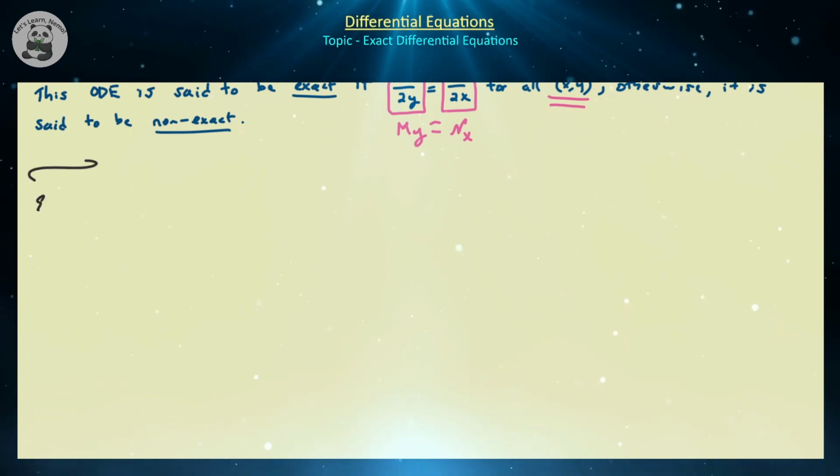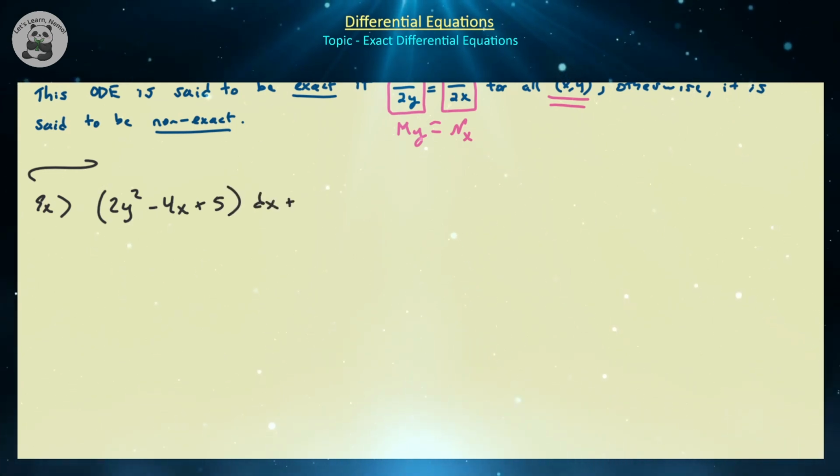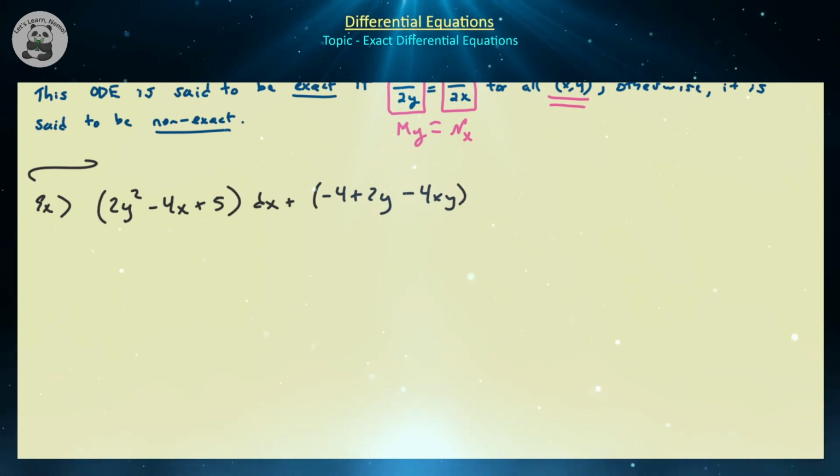So let's just look at a quick example to see if we can identify, is it exact or is it not exact. Let's give a very basic one. Let's consider (2y squared minus 4x plus 5) times the differential of x plus (minus 4 plus 2y minus 4xy) times the differential of y is equal to 0.